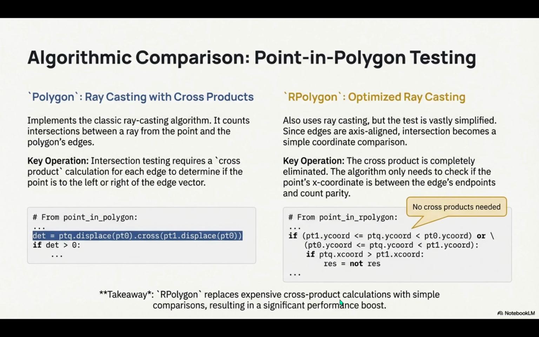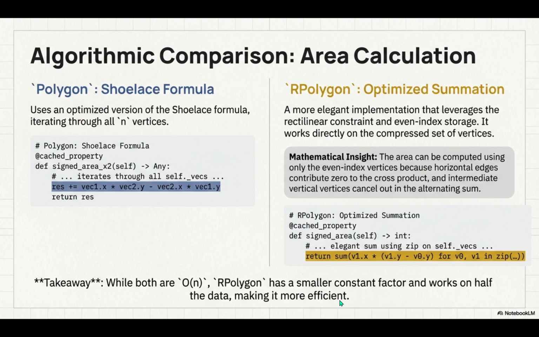Precisely. And you see it again with area calculation. The general polygon relies on the robust shoelace formula. It works by summing cross products across all n vertices. It's effective, but it means iterating over every single point and doing complex math for each pair. I know that our polygon version is still technically O(n), but the sources suggest it's way more efficient in practice. Why is that? Because its specialized summation formula works directly on the compressed set of even index vertices. The vertical edges, the ones with constant x values, they basically contribute nothing to the cross product terms in the math. They cancel themselves out. So you're calculating the area using half the points and much simpler arithmetic. The constant factors are just vastly smaller.